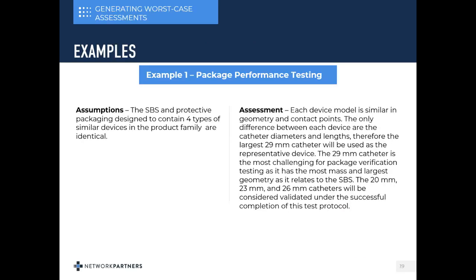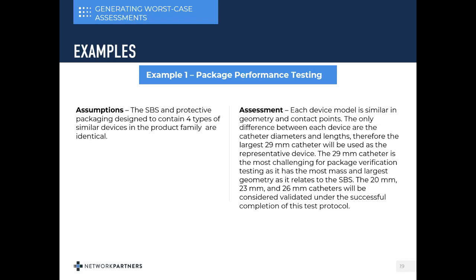So I've got a couple examples I like to finish off with that I've used in the past, and I'm sure there are some other good ones out there too. The first one is package performance testing, right? Here are some assumptions: the sterile barrier system and protective packaging are designed to contain 4 types of similar devices in the product family, and the packaging is identical.